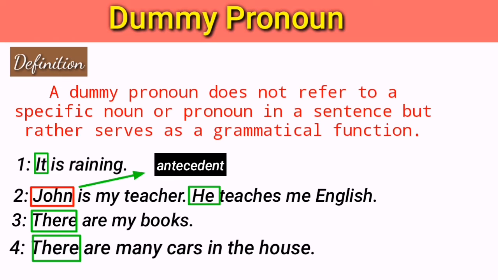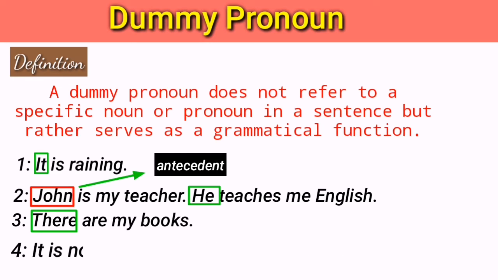There are so many examples of pronouns like this, like it is not a problem. Here again the word it is a demi-pronoun because it does not refer to a noun mentioned earlier, or it does not have an antecedent, so therefore it is a demi-pronoun.